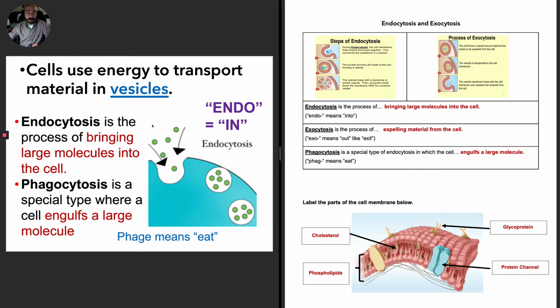Endo is a prefix that means in. We saw that with endosymbiosis, right, which is the theory about how chloroplasts and mitochondria ended up becoming the precursors to the initial eukaryote as they were engulfed by another cell. And so endo means in, cyto, we've said in the past, means cell. So endocytosis is the process of bringing large molecules into the cell. Specifically, this happens using vesicles and using energy.